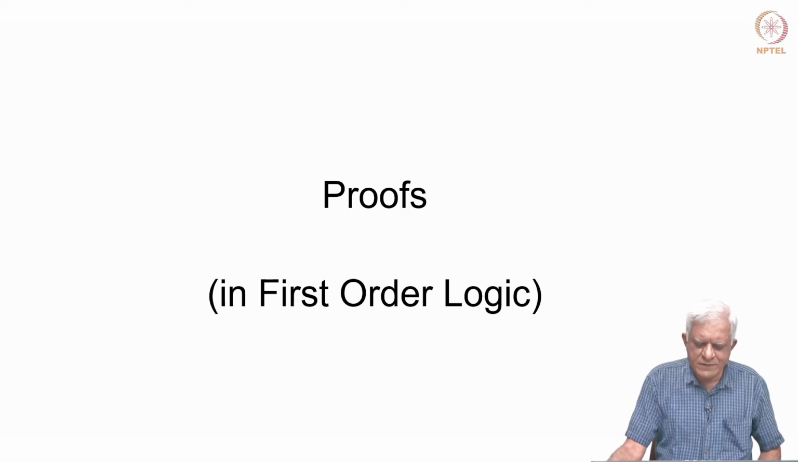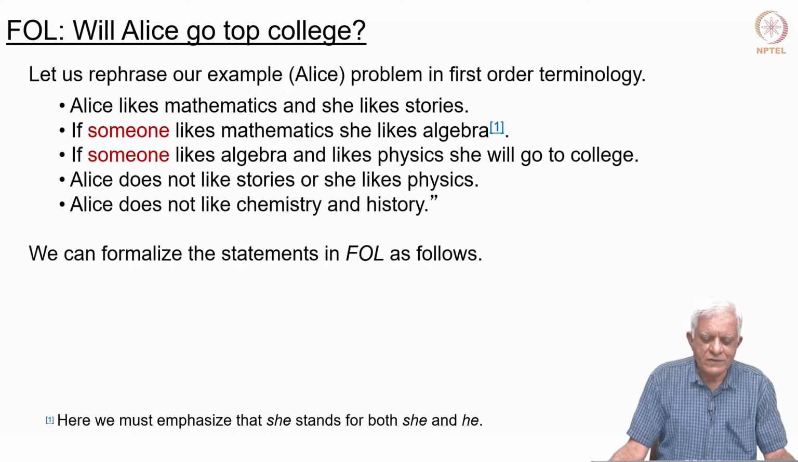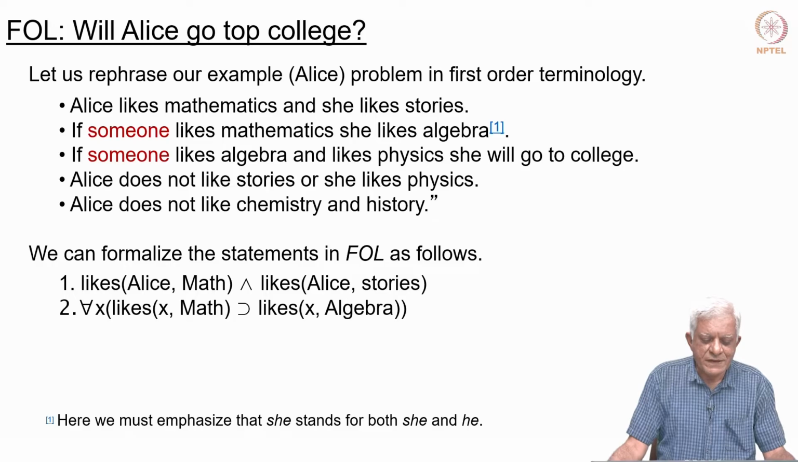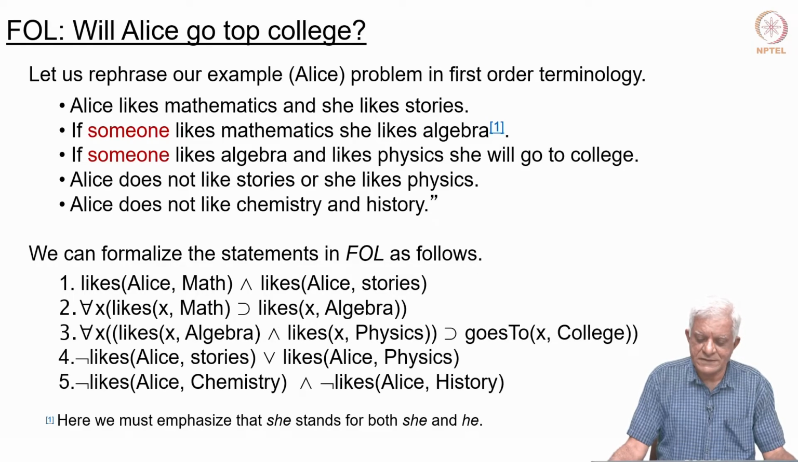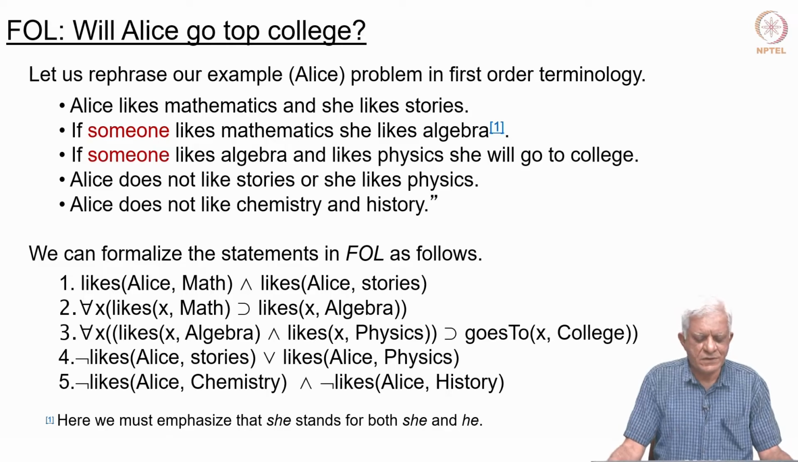So, let us begin with our good old Alice problem. Now, we have expressed it in first order logic, and as you can see, instead of saying that if Alice likes maths, then she likes algebra, we are saying if someone likes maths, then she likes algebra essentially. So, we are making a general rule. It is simply like the other statement that we started with when we talked about first order logic, that all men are mortal.